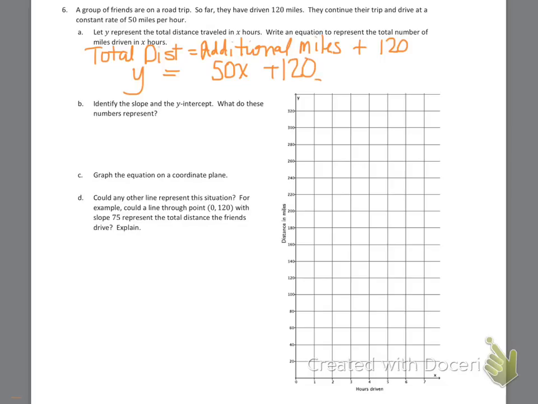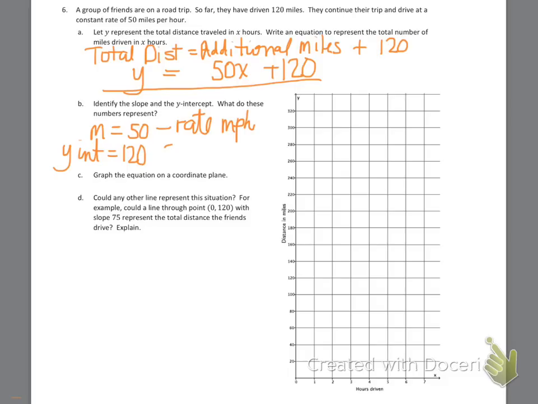So notice we have our slope-intercept form right there. So the slope, m, is 50, and that number represents their rate or their speed in miles per hour, okay? And then the y-intercept equals 120. So that was kind of their starting point.